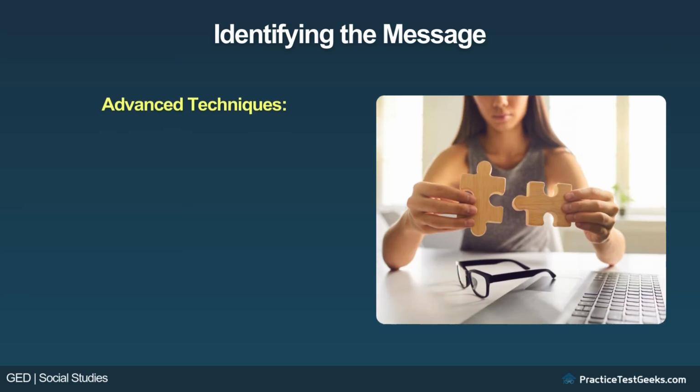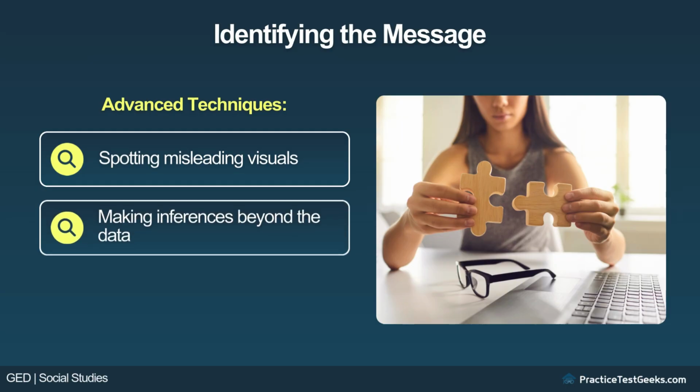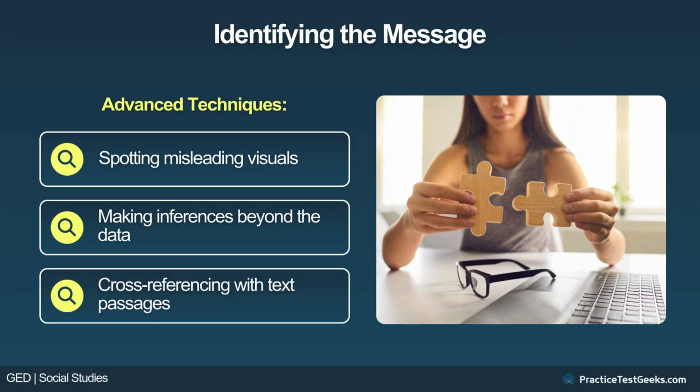Now let's examine advanced techniques for better analysis. Spotting misleading visuals. Watch for broken scales that don't start at 0, as these can exaggerate differences between data points. Making inferences beyond the data. If unemployment rose while factories closed, there's likely a connection between these events. Cross-referencing with text passages. Check whether the visuals support or contradict the written information provided in accompanying text.